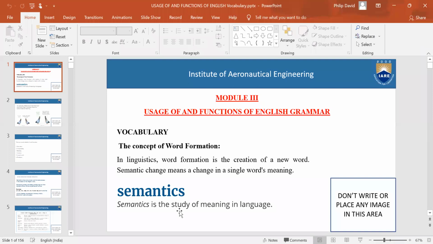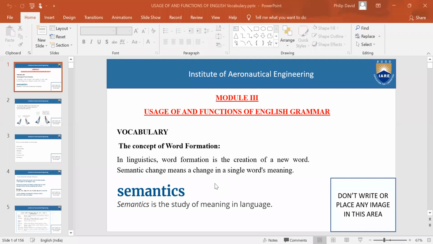In the cover. Yes. So we will be seeing the third module, grammar, function of English grammar, vocabulary. Am I audible to you? Yes, ma'am. All right. Coming to word formation, how new words are formed. Let us see the concept of word formation.